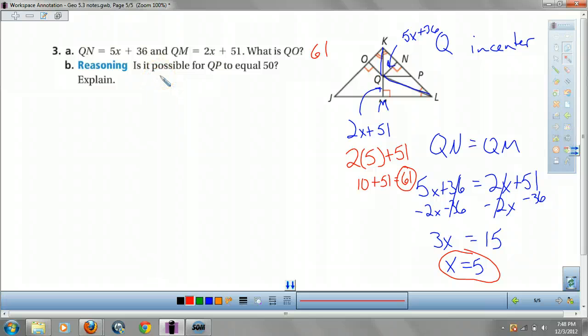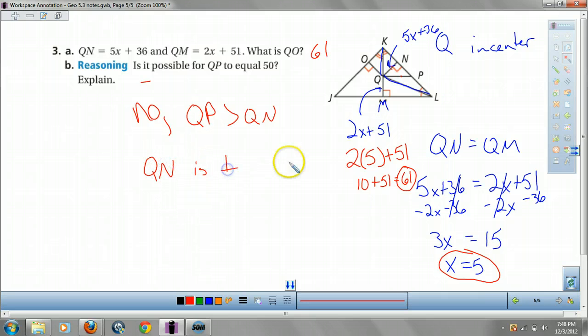Now, could QP equal 60? What do you think? Could this be 60 if this is 61? No. Because perpendicular is the closest distance, and QP is not closer. So QP is going to be greater than QN, because QN is perpendicular. So that's the shortest distance.